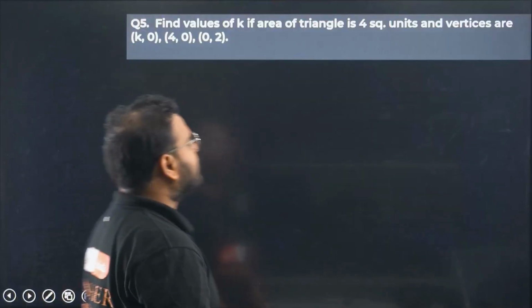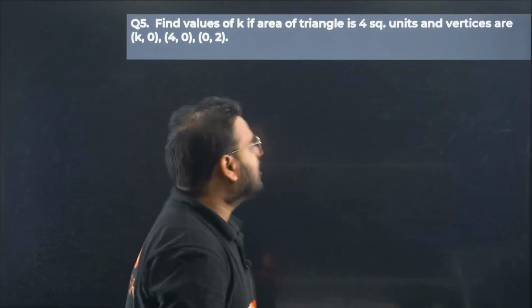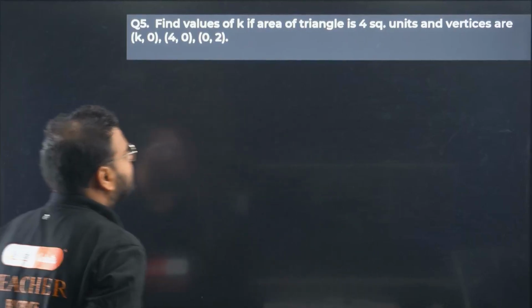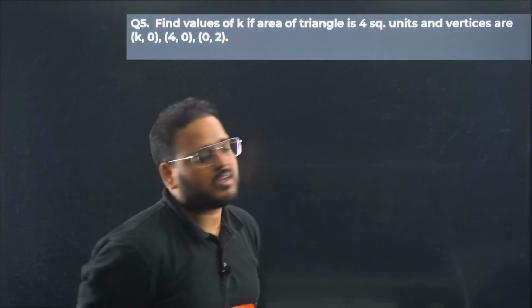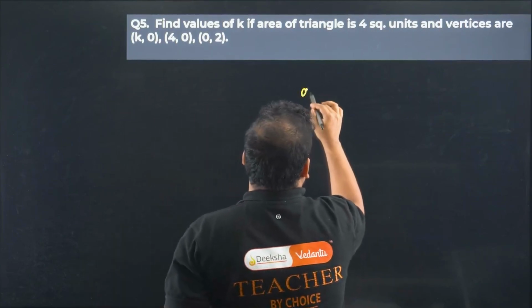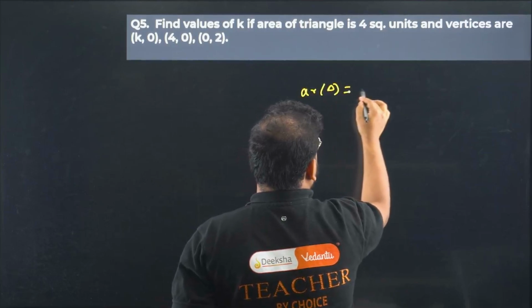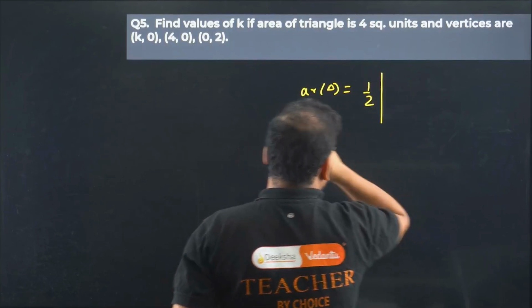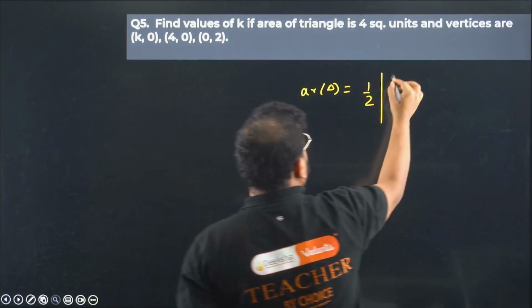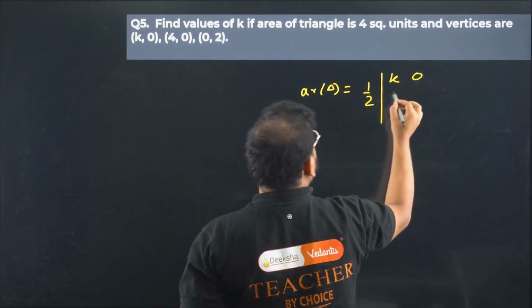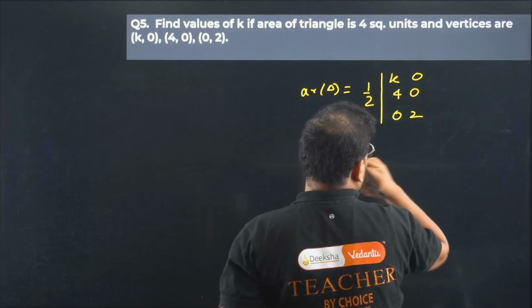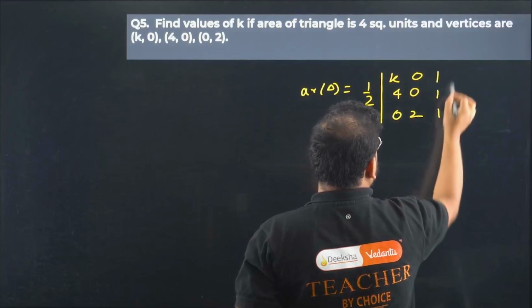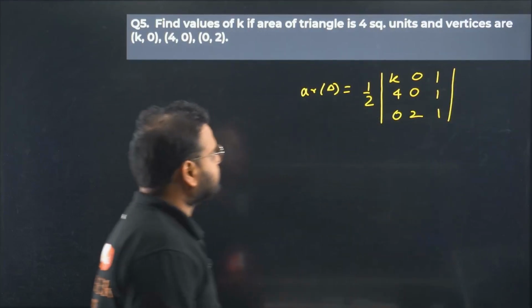Got it? Now a question on this. Let's solve a question. Find the values of K if the area of the triangle is 4 square units and the vertices are given to you. The area they have also given. Area of a triangle is 1 by 2. The vertices: first is K, 0, second is 4, 0, and we have 0, 2, with 1, 1, 1 in the last column.